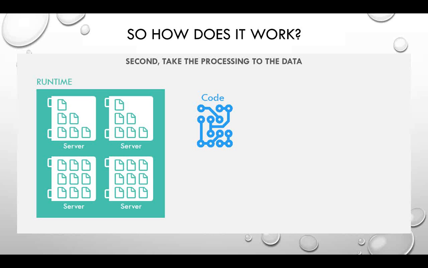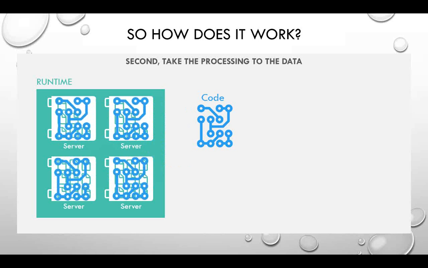Now those data nodes become compute nodes, because wherever your data resides, your MapReduce task is going to run. And I'll show you in a workflow as well, okay? So your code gets distributed across the servers. And then the final output will come back to the end user, so that they can go ahead and view the results.